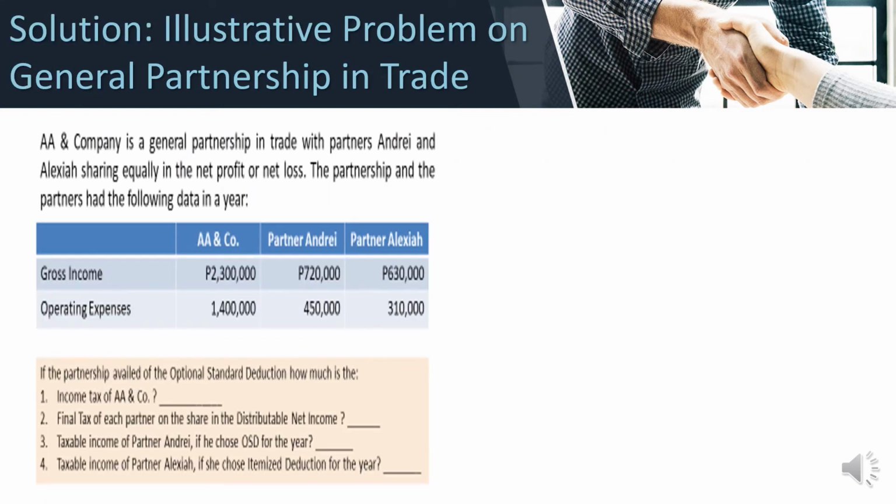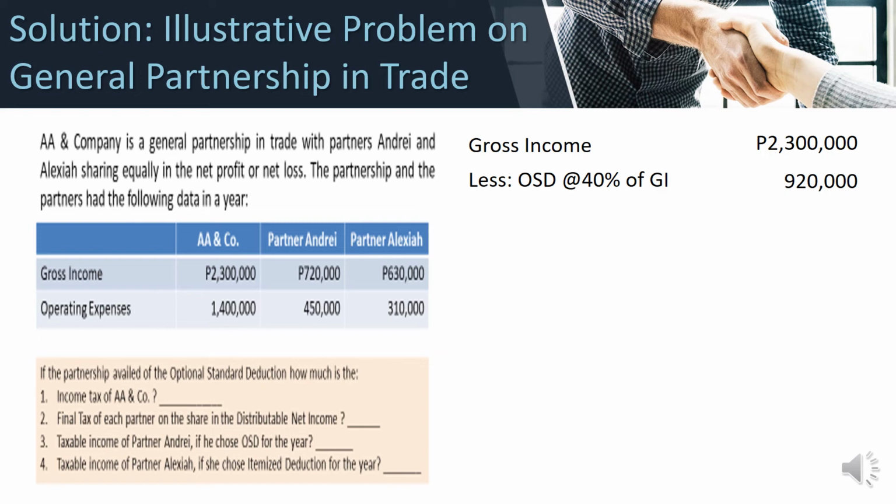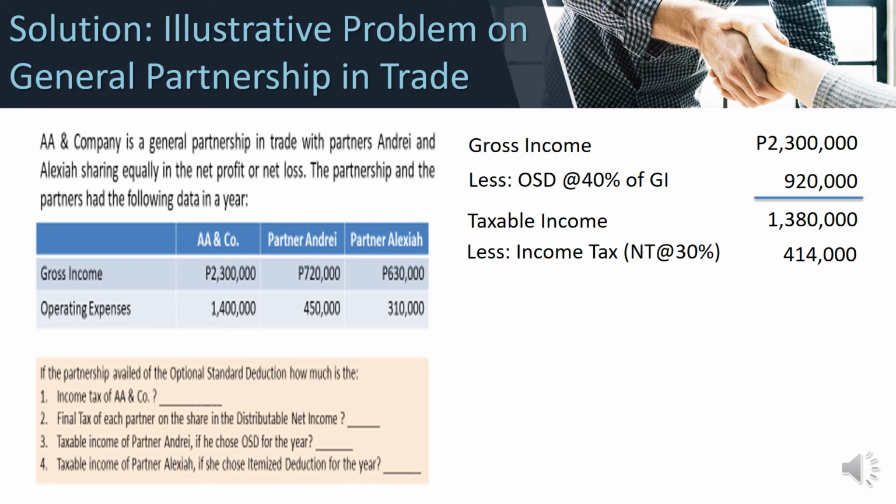Okay, let us solve. So, since the partnership availed of the optional standard deduction, so let's compute. Gross income amounting to 2,300,000 minus the OSD, which is 40% of gross income. 40% times 2,300,000. That will make you arrive at 920,000 OSD. So, therefore, the taxable income of the partnership is 1,380,000. Since this is a partnership in trade, it will be subject to income tax, which is normal tax of 30%. So, normal tax of 30%, 30% times 1,380,000, that will make you arrive at 414,000. At yan yung magiging answer natin sa number 1. Income tax of AA and Company will be 414,000.